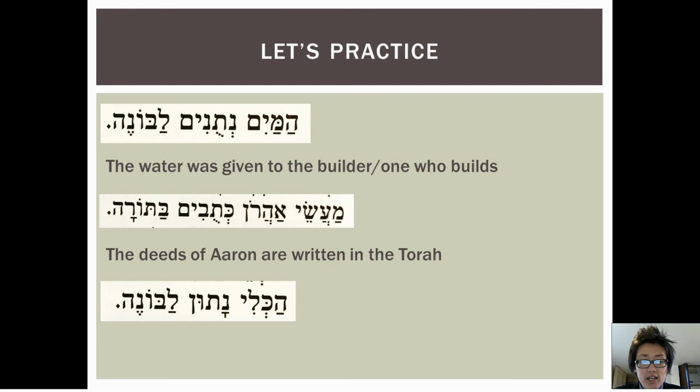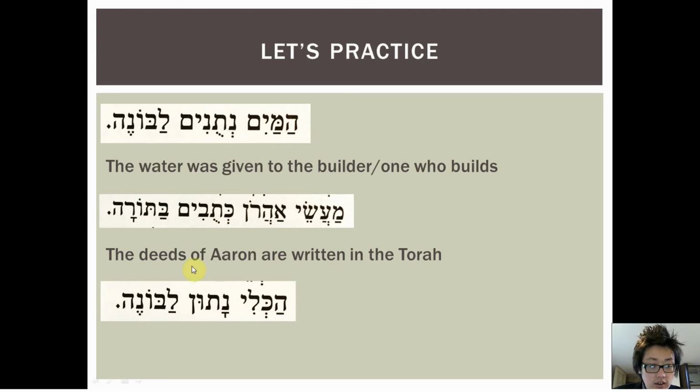Okay, let's look at the third sentence, and this time I won't give you the answer too quickly. Hakli natun laboneh. So we recognize some of these words, right? Kli is the word for vessel, and it has, of course, the definite article attached to it. So we have the vessel, kli, and what happens to this vessel? Natun laboneh. It is given from Natan, right?